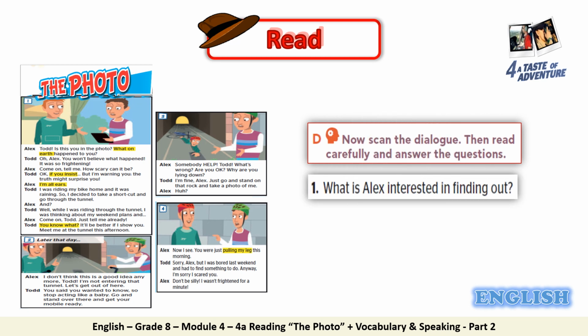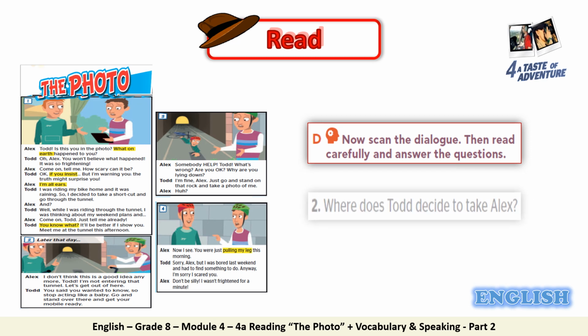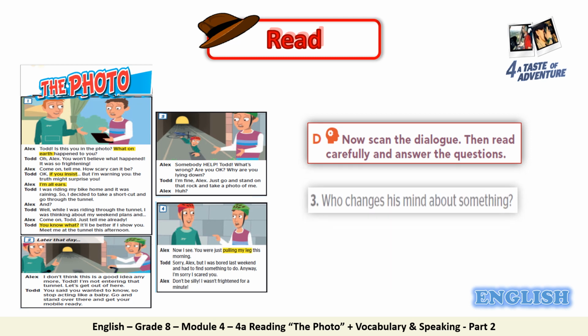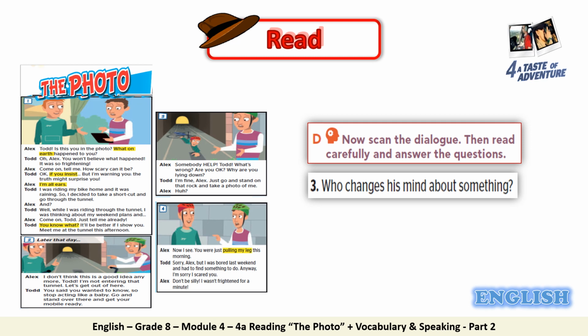Question number 1. What is Alex interested in finding out? Excellent! He wants to find out what happened to Todd. Question number 2. Where does Todd decide to take Alex? Very good. To the tunnel, where he took the photo. Question number 3. Who changes his mind about something? Excellent. Alex.